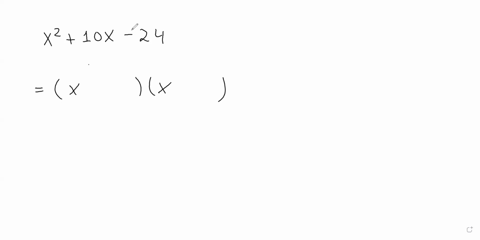Again, our constant is negative. How can I multiply two numbers such that I get a negative 24? How do I get a negative number? I multiply a positive by a negative, or a negative times a positive. So I'm just looking at this sign. Factors of 24, what comes to mind would be 6 and 4. Again, 3 and 8 is another option. But I'm thinking the 6 and the 4 because I want to get that 10 in the middle.